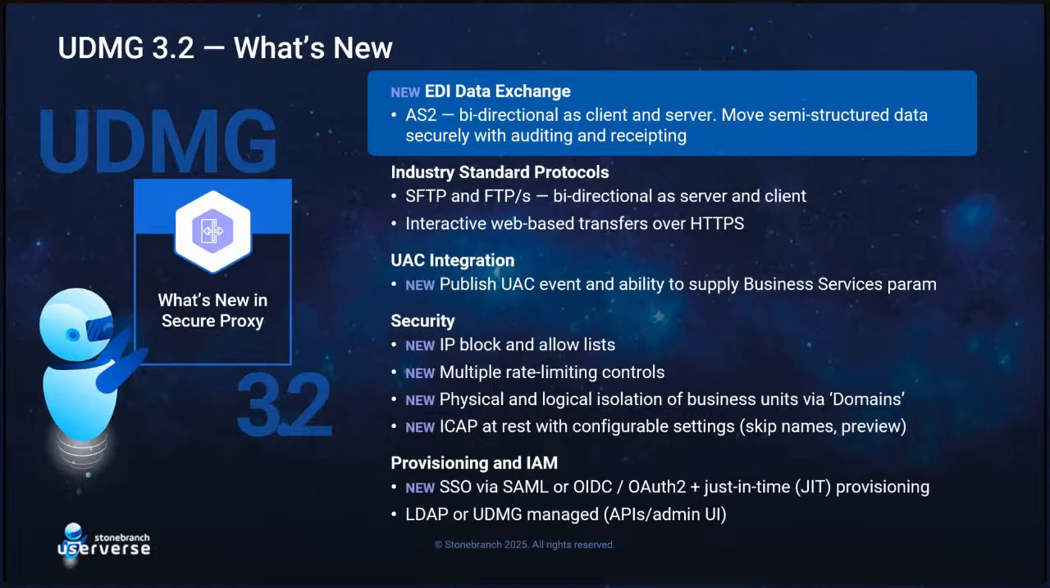UDMG has a lot of new capabilities as well. One of the things that we're really excited about is that we are now introducing support for the transmission of EDI type data, so electronic data interchange data, which is semi-structured data used by various verticals. In particular, we do this through support of a new protocol called Applicability Statement 2, or AS2 for short. We do so in a bidirectional fashion, so you can receive files over AS2 as well as send them to your partners.